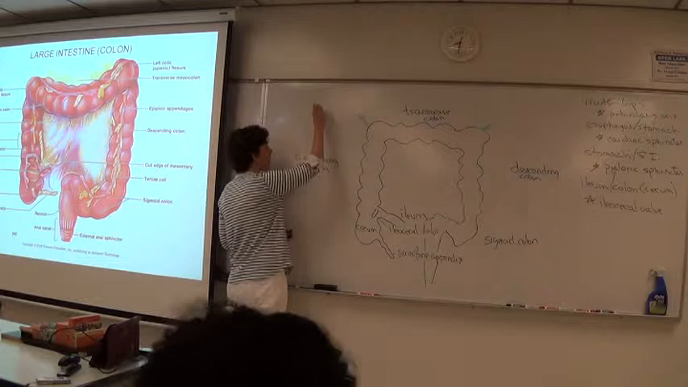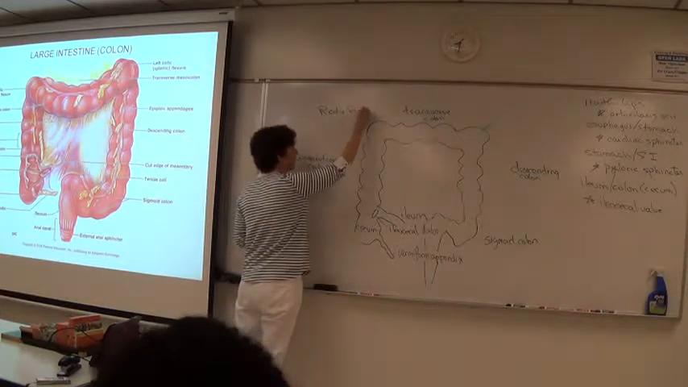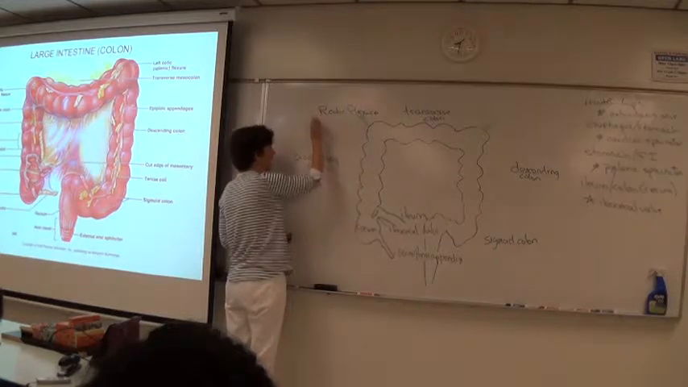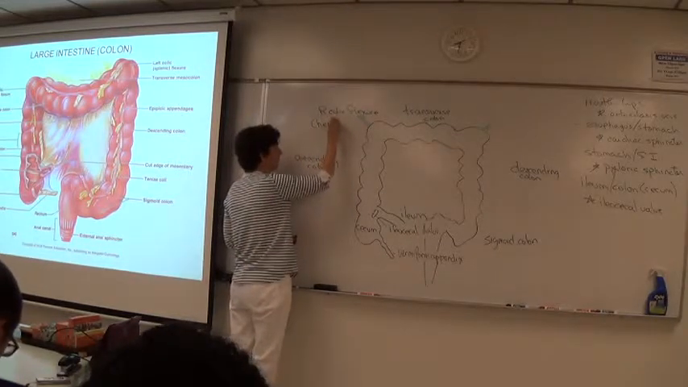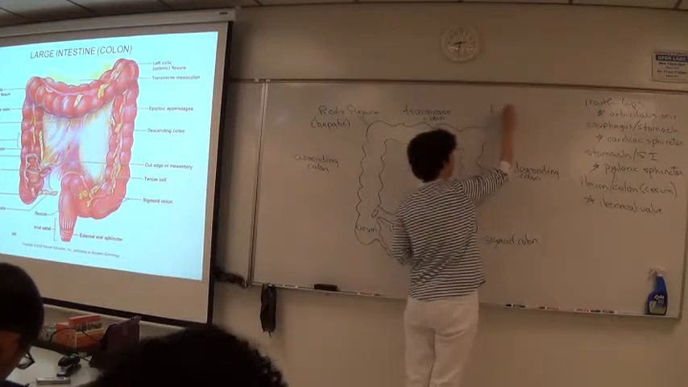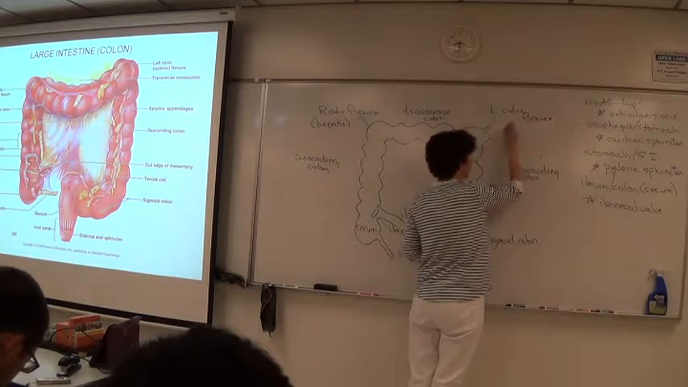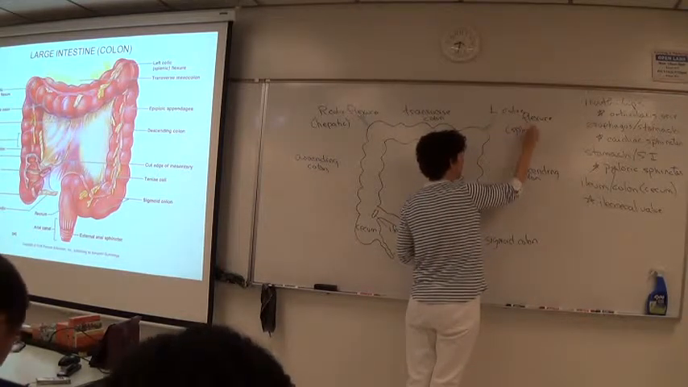So this is the right colic flexure because the liver is over here. It's also known as the hepatic flexure. And we have the left colic flexure, and because the spleen is on the left side, it's also known as the splenic.